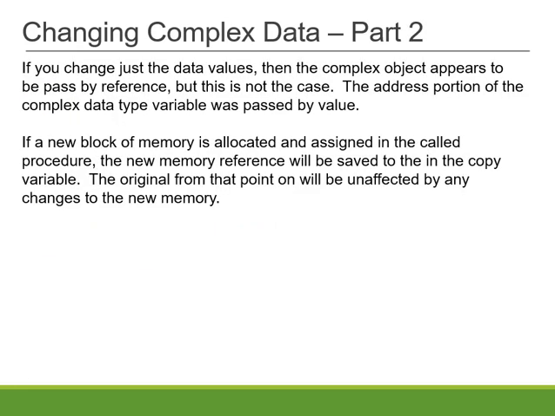The previous slide shows how the data values are not passed by reference since the address portion of the complex data type variable is passed by value. Once the called method allocates and assigns a new block of memory, the new memory reference is saved as a copy of the variable. The original variable, from this time on, is unaffected by any changes to the new memory.